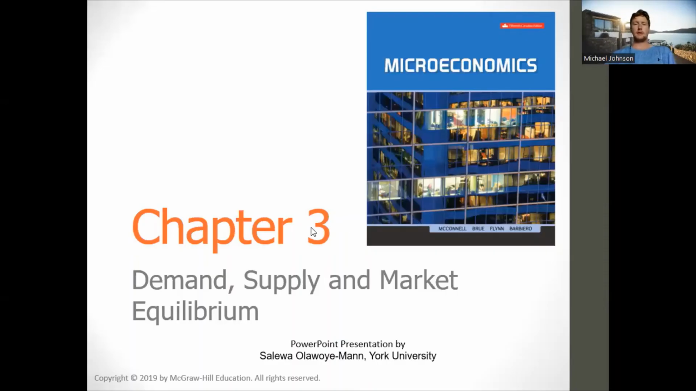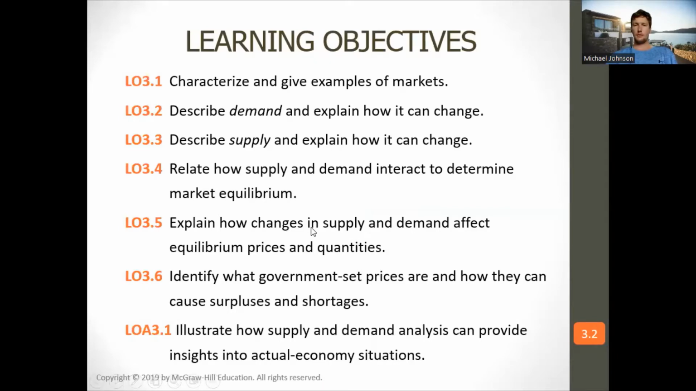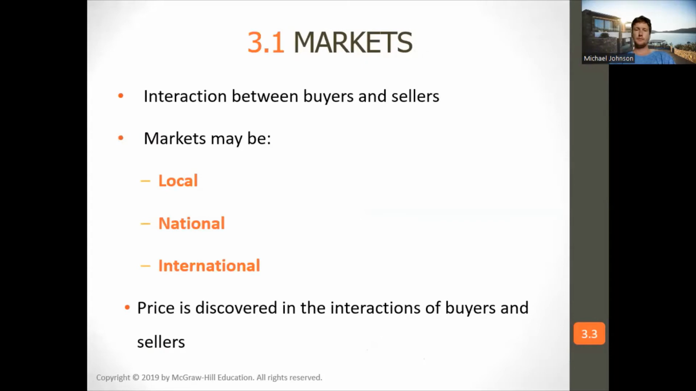Today we will go through demand, supply, and market equilibrium. We're going to go through examples of markets, what demand is and how it can change, supply and how it can change, how supply and demand interact to determine market equilibrium, and how they affect prices and quantities, what government set prices are and how they can cause surpluses and shortages. And then we're going to go through how supply and demand analysis can provide insights into actual economy situations.